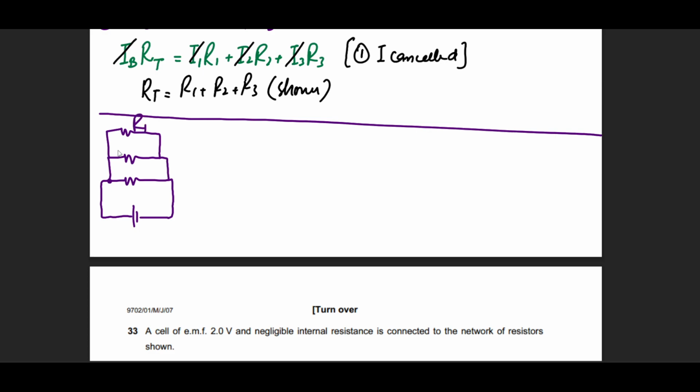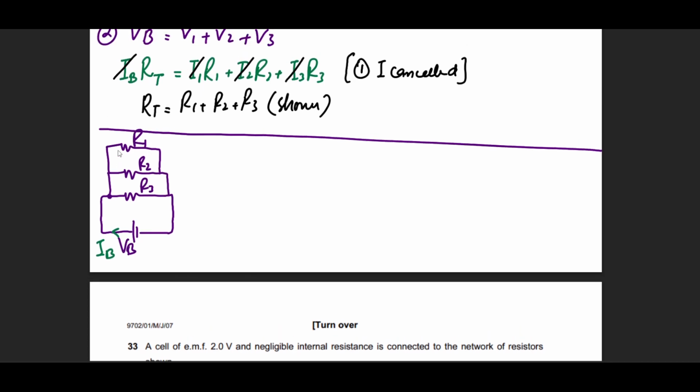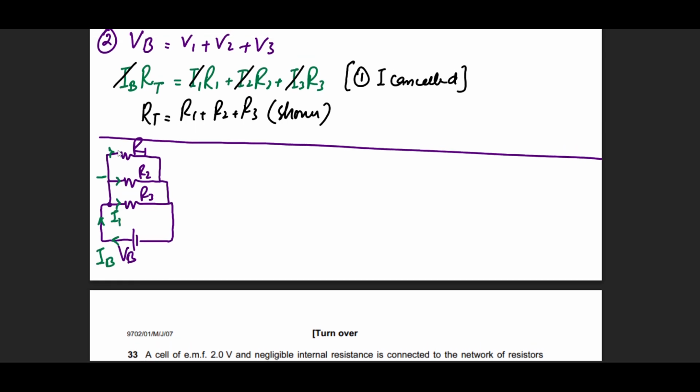This is, let's say, R1, this is R2, this is R3, and this is the voltage of the battery, VB. The current generated by the battery is going to be called IB, and this is the main battery current, which comes to this point and gets divided among 3 resistors. So this will be I1, this will be I2, and this will be I3.